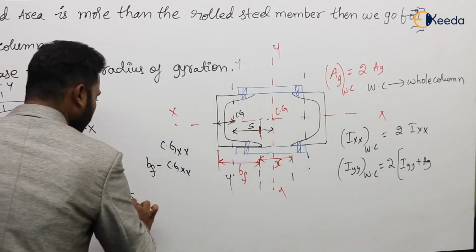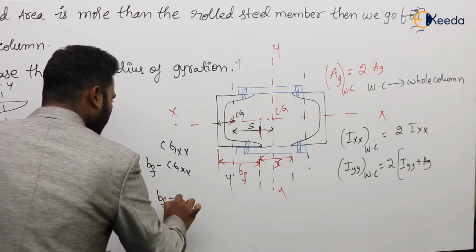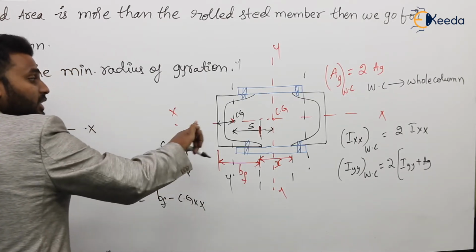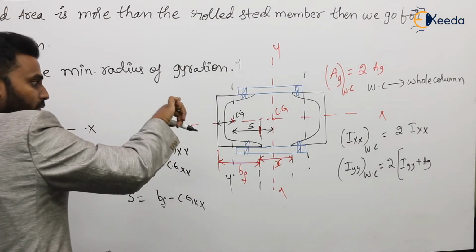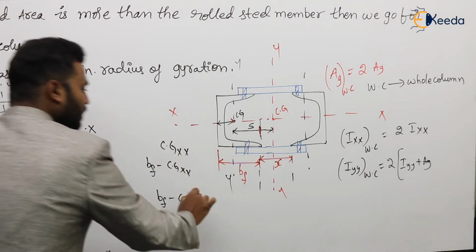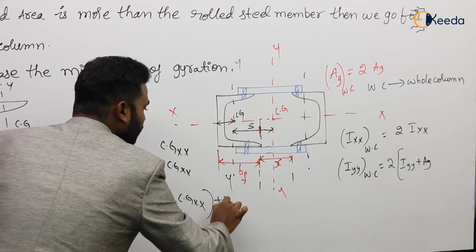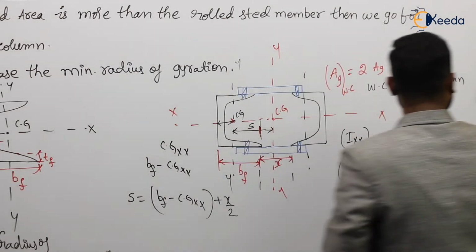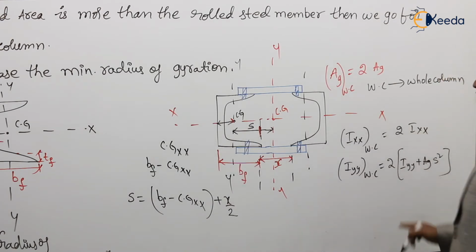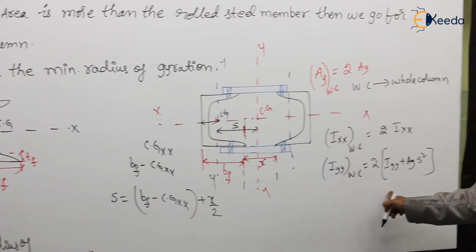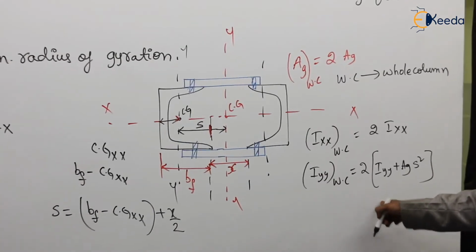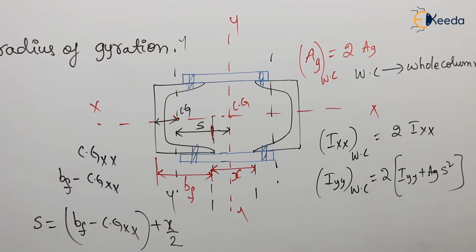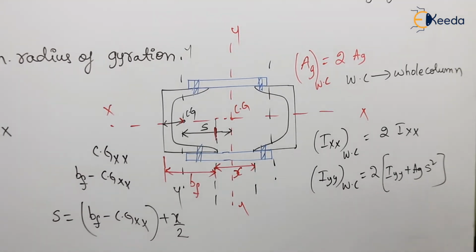S is equal to BF minus CGXX, meaning width of the flange minus center of gravity of the channel component of the whole column in x direction, plus half of the spacing between those two columns, that is S. So Ag into S square. This is the parallel axis theorem. In this way we can calculate the moment of inertia of the whole column about YY. Agree or not? Moment of inertia of whole column about YY.